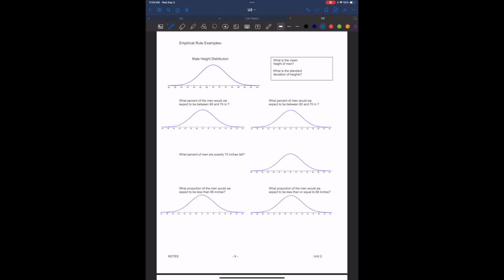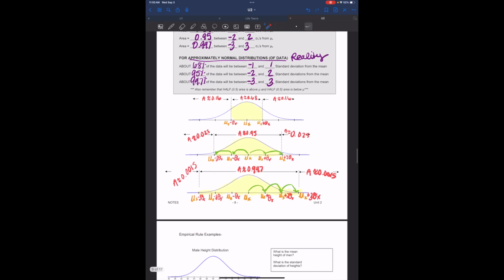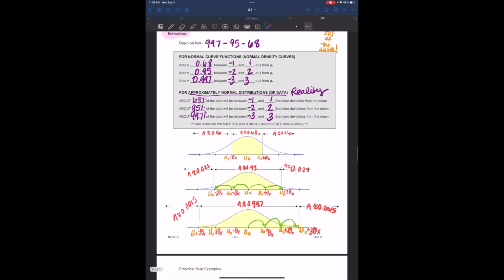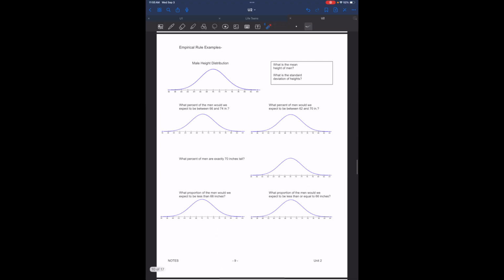Hi everyone, we're going to be doing some empirical rule examples. So now that we know that different parts of the curve have different amounts of area, because the total area is 1, it also perfectly relates to the amount of data that is underneath those. So we're going to use those cutoffs to help us answer some questions. Let's look at our first distribution.